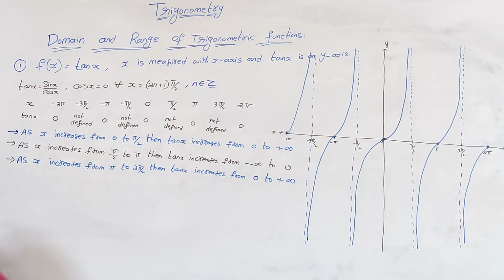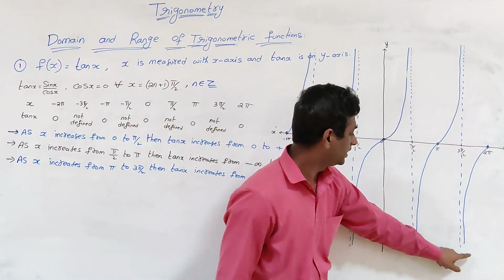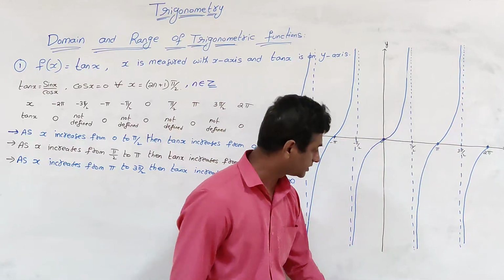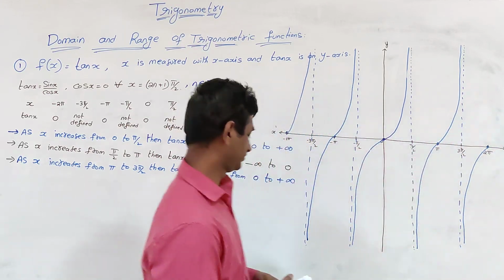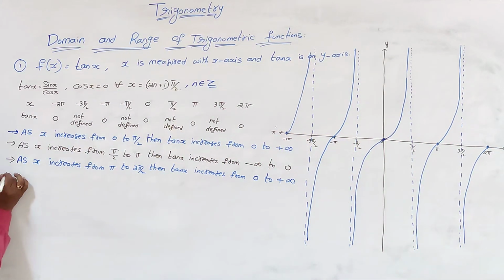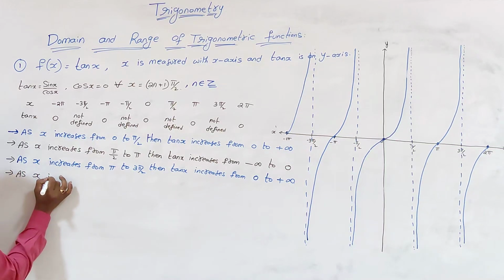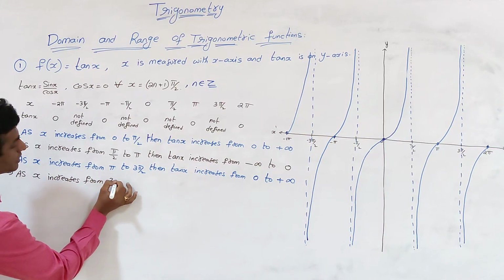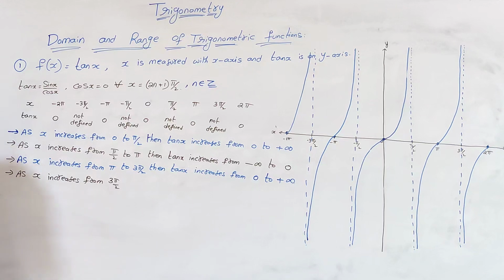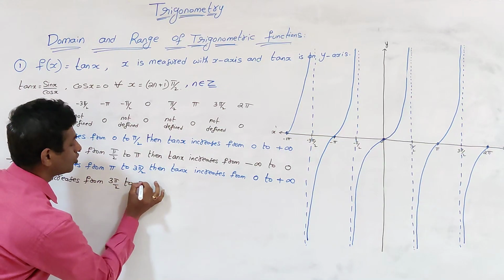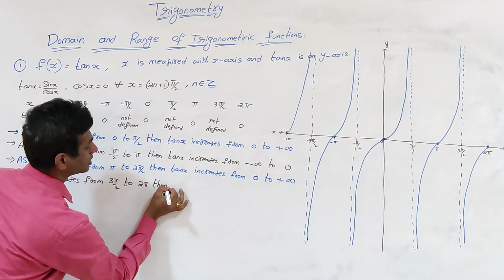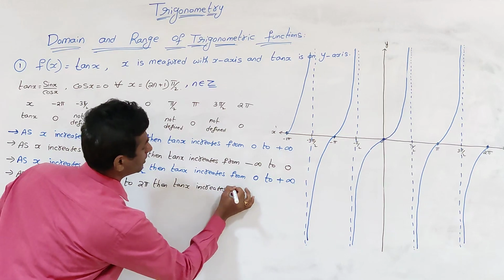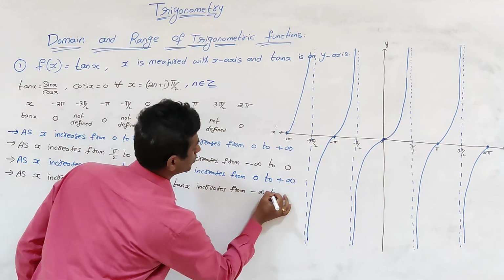Similarly, the last one, from 3 pi by 2 onwards, it is slowly again increasing, coming from down, means the negative y axis. So minus infinity to 0. As x increases from 3 pi by 2, means if we convert into degrees, it is 270 degrees to 2 pi, then tan x increases from minus infinity to 0.